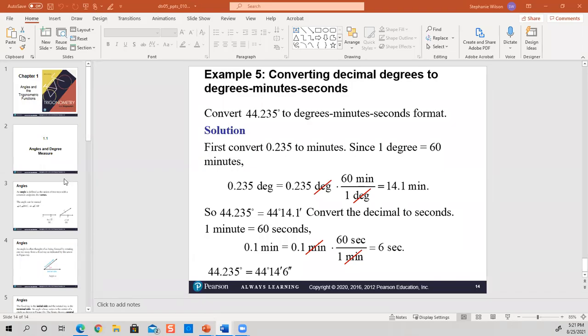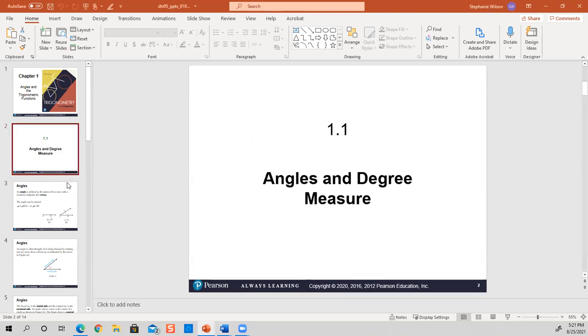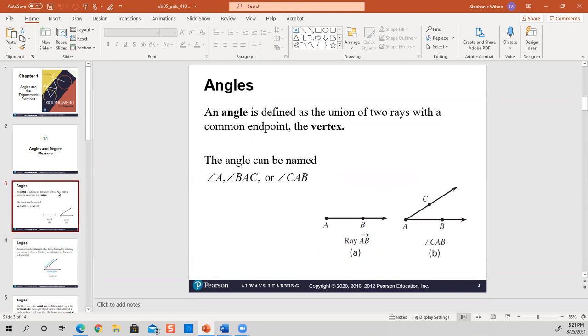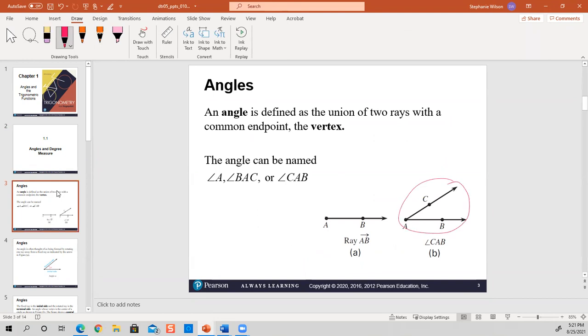So chapter 1, section 1.1, we're going to be talking about angles and degree measures. An angle is defined as the union of two rays with a common endpoint. So this makes sense, right? An angle is going to be two rays. Now this is just a straight line. So when I connect another ray on it, I get an angle. The vertex, right? We have a vertex and it's usually the center.